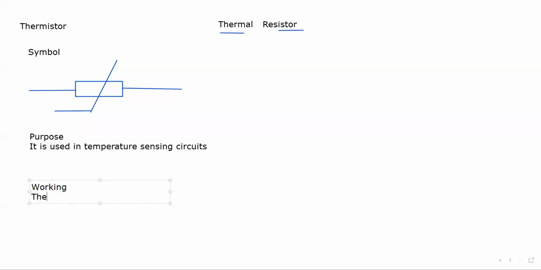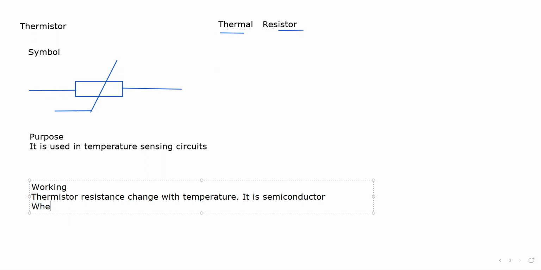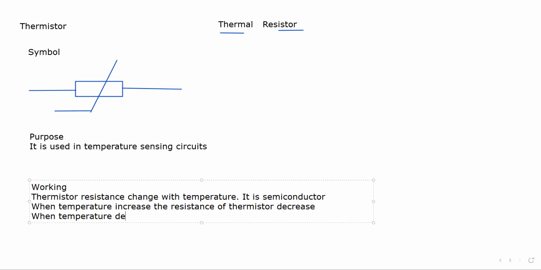The thermistor resistance changes with temperature. It is a semiconductor. When we say semiconductor, it can allow the current to pass, but not too much. That's why it is known as semiconductor. How does it work? When the temperature increases, the resistance of the thermistor decreases. And when the temperature decreases, the resistance of the thermistor will increase. So basically, its resistance changes with the temperature.